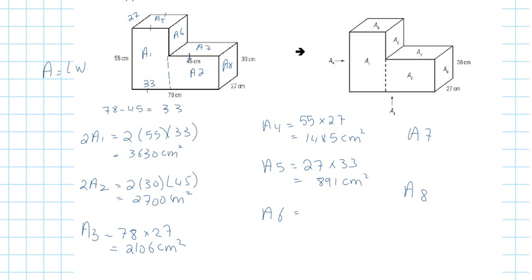A6, okay. I know that this is the same as this, right? So this is 27, right? Now what would be this height here? 55 minus 30, because this part here is 30, right? And the whole thing is 55, so that's going to be 25, okay? So it's going to be 25 times 27. And that would be 675.